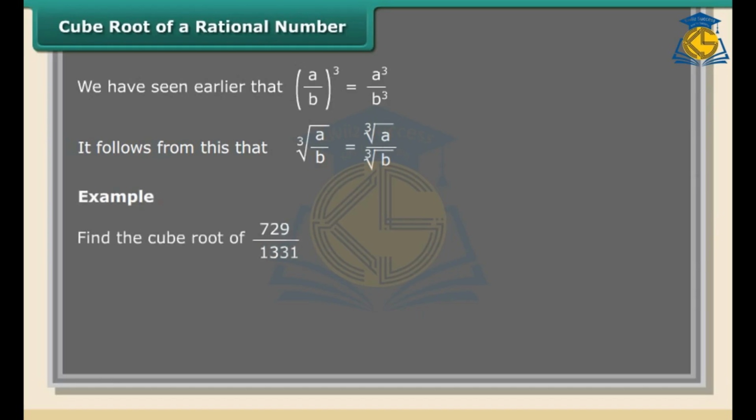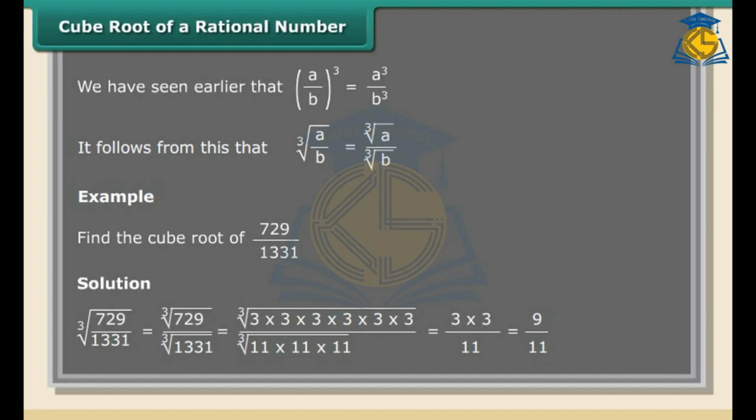Example, find the cube root of 729 upon 1331. Solution. Cube root of 729 upon 1331 is equal to cube root of 729 upon cube root of 1331, which is equal to cube root of 3 into 3 into 3 into 3 into 3 into 3 upon cube root of 11 into 11 into 11, which is equal to 3 into 3 upon 11, which equals 9 upon 11.